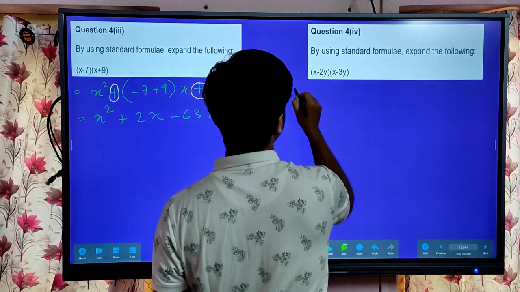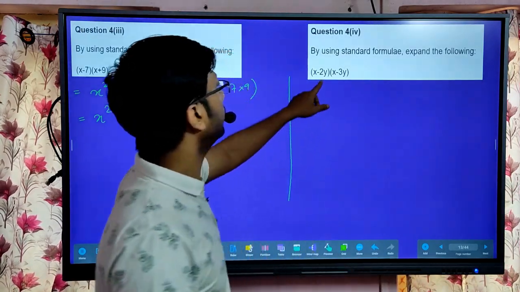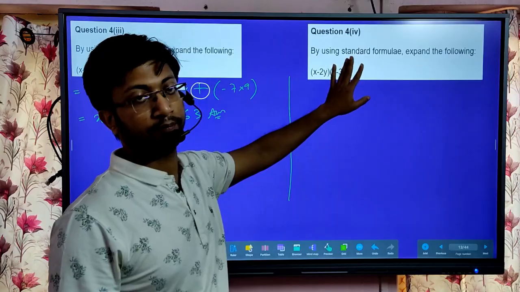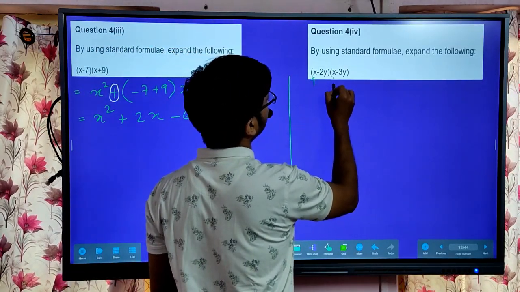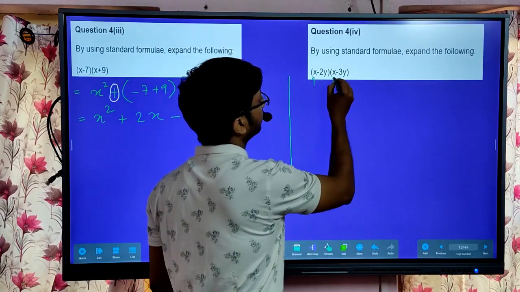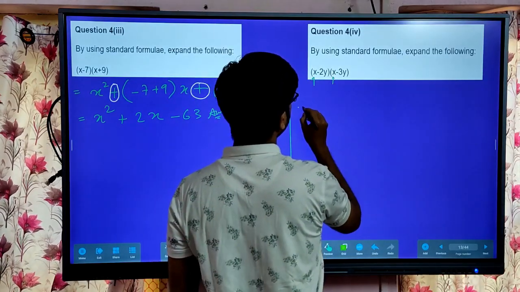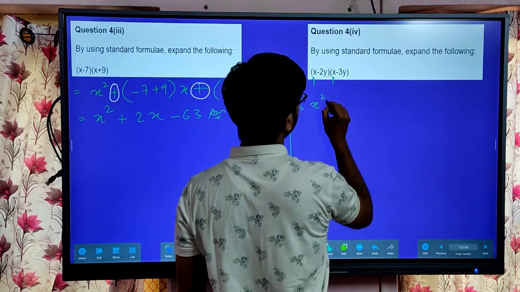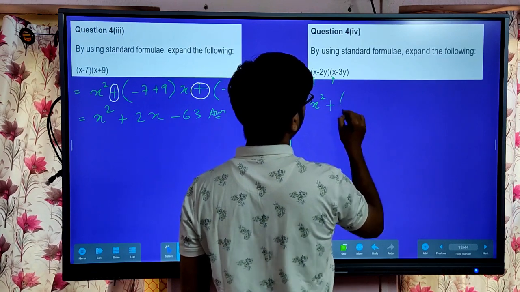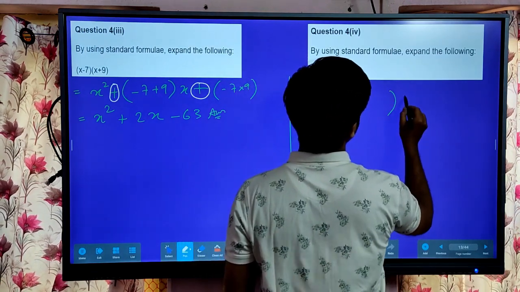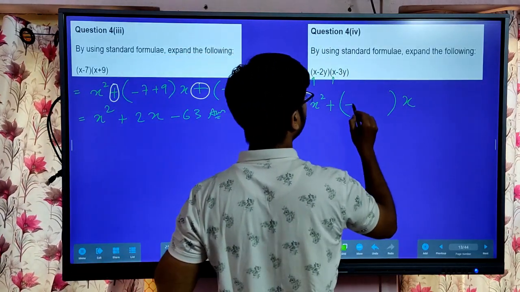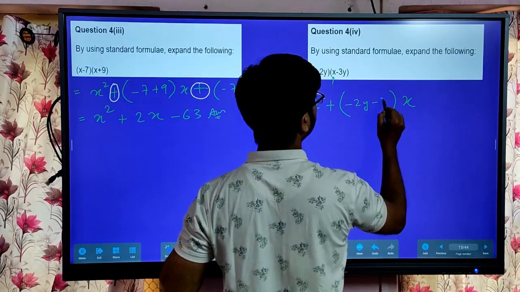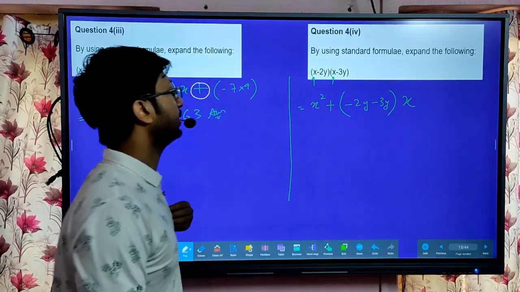Here it is also the same. You should not look at the y in the second term. You should only see whether this x is single or not. You don't have to think about the y. Okay, so let's see. This will be x square plus x. So what will it be? It will be minus 2y minus 3y. Minus 2y minus 3y. See it carefully.